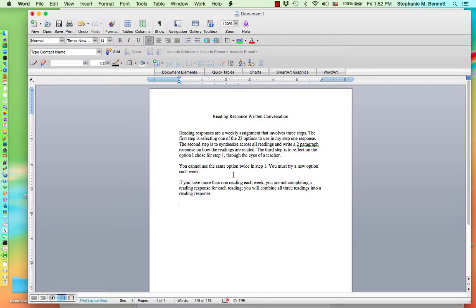And then another colleague said you cannot use the same option twice in step 1. You must try a new option each week. And then my third colleague has said if you have more than one reading each week and you are not completing a reading response for each reading, you will combine all 3 readings into one reading response.